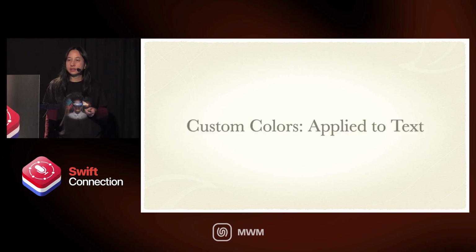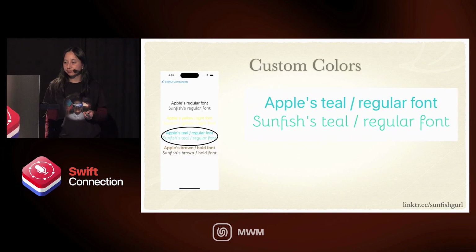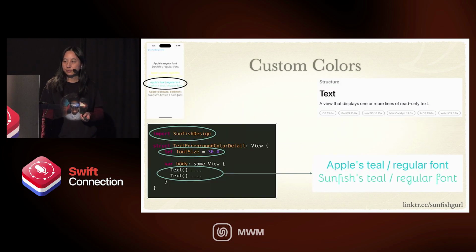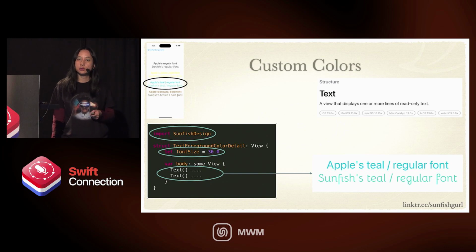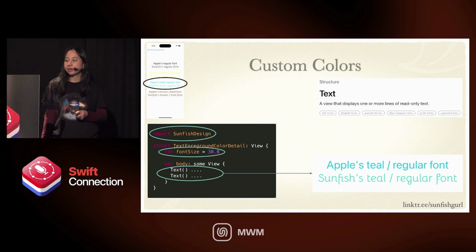So next, we'll discuss how to create custom colors that we can apply to text. As you can recall from the demo, we want to be able to display custom colors on text like you see here. And once again, you want to start by importing your Swift package into the file that you want to use it in. And here's the code where I display the two text boxes. And once again, I create a variable called font size so I could use it throughout this view.